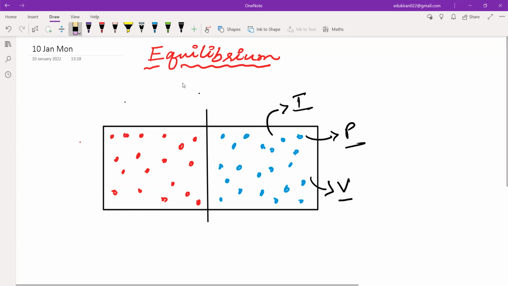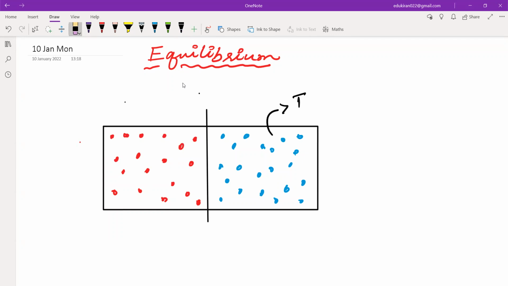Now let us say the red ones are hot air, and we have insulated this part, which means heat cannot be exchanged between these two compartments. Let us say this side is 25 degrees Celsius, and here the temperature is 50 degrees Celsius.